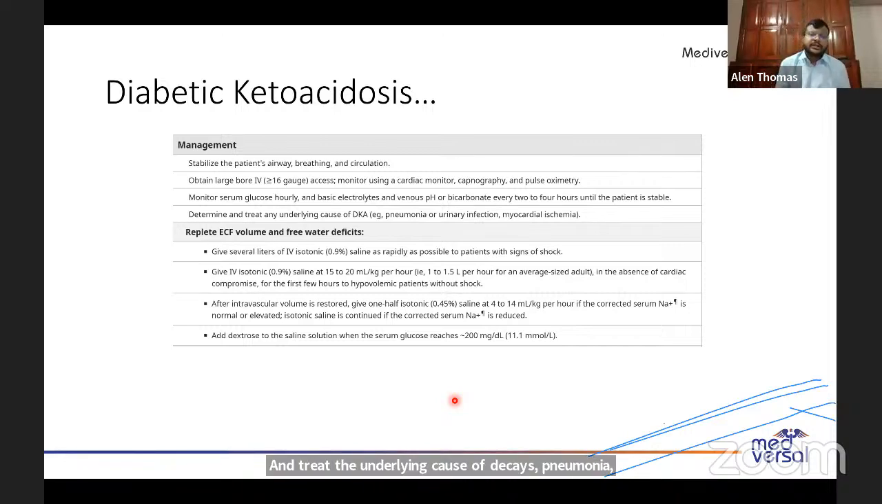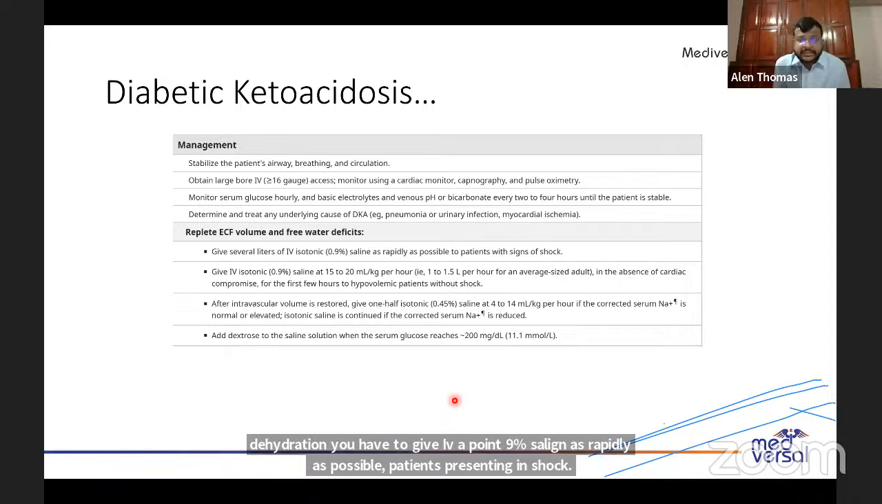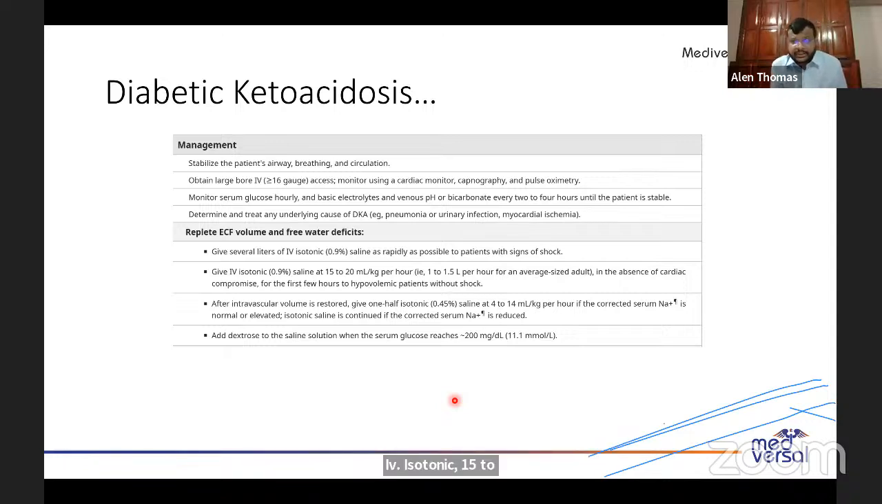So how do you start off the management? You have to give several liters of fluid, because the patient presents in dehydration. You have to give IV 0.9% saline as rapidly as possible to patients presenting in shock. IV isotonic saline 15 to 20 ml per kg per hour. That's about 1 to 1.5 liters.